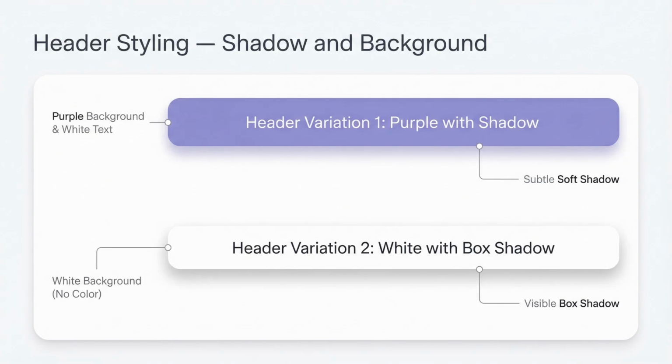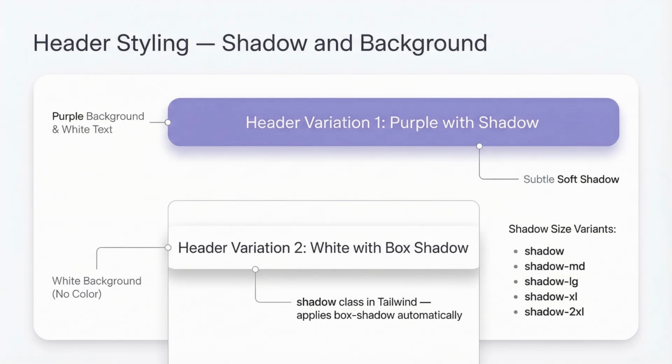For styling the header, there are two common directions. If you're going with a purple theme, you'd apply a background color using the primary color variable and set the text to white. If you prefer a white theme, you skip the background color and just add a shadow beneath the header to give it a subtle separation from the page content below. In Tailwind, writing just shadow applies a default box shadow. You don't need to manually write box shadow properties. And if you need a larger shadow, Tailwind gives you size variants: shadow-MD for medium, shadow-LG for large, shadow-XL for extra large, and shadow-2XL for the biggest.